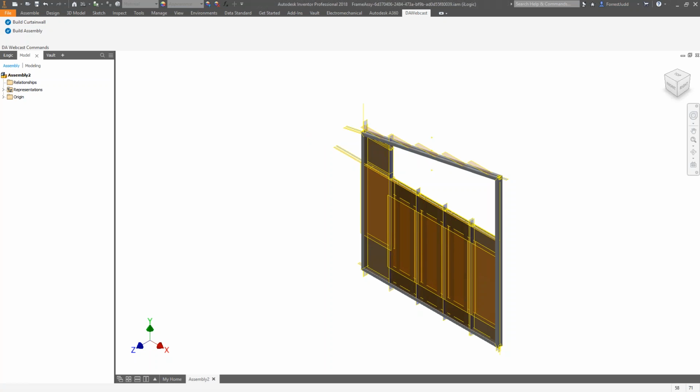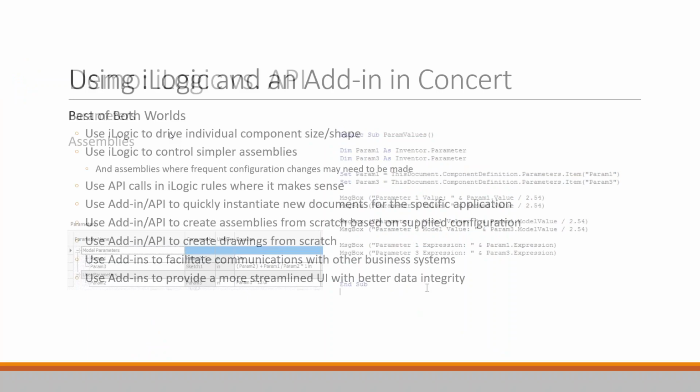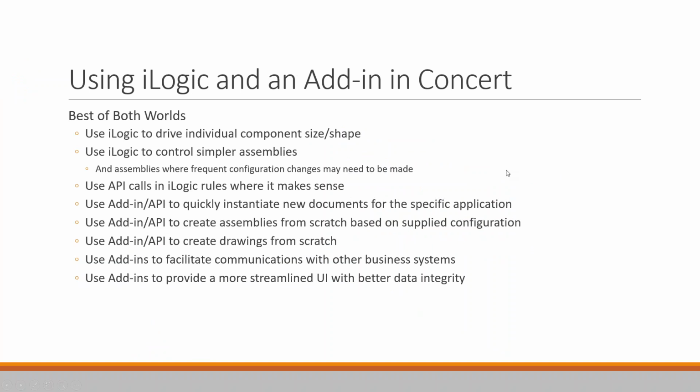Right. And what I want to end on is using the iLogic functionality and the API in concert, be it inside a rule or with an add-in, right? You can use iLogic to drive component size and shape, use it to control simpler assemblies, use those API calls in iLogic rules when it makes sense to do so, right?